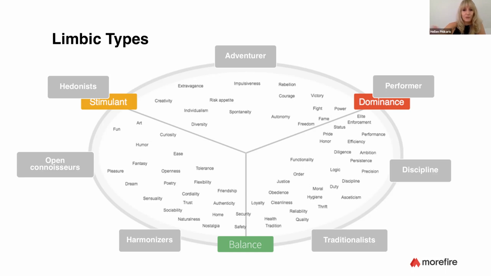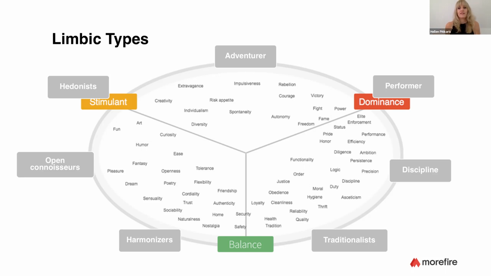Then on the top right, the performers, very dominant people. Yeah, they care about success and status, but also efficiency, so they're always willing to perform. And the disciplined people, they are also willing to perform, but here it's less about getting any recognition or being successful. It's more about the matter itself. And the traditionalists, who are extremely focused on the preservation of tradition and values.